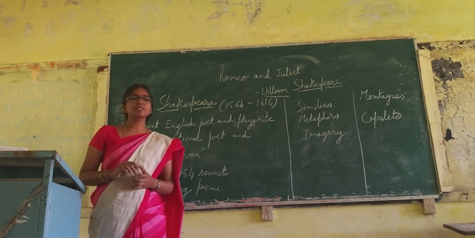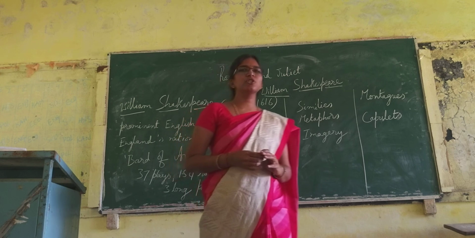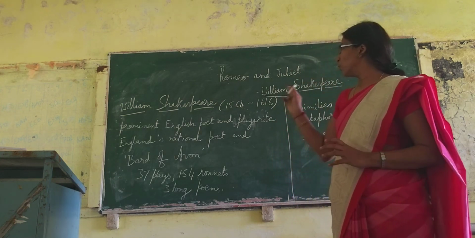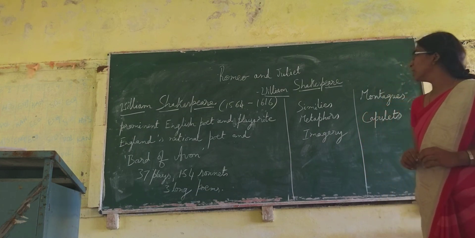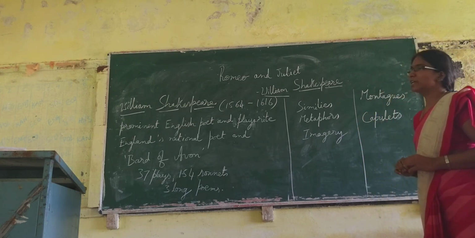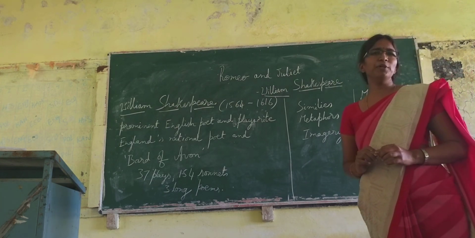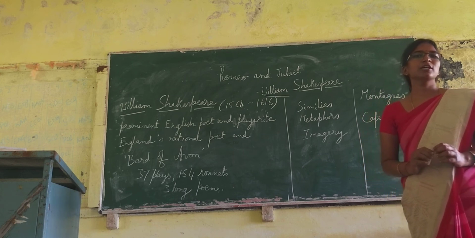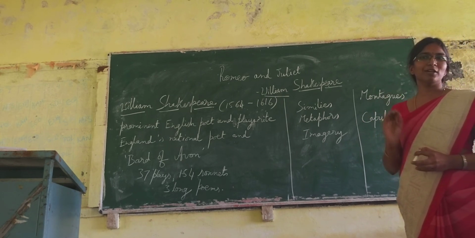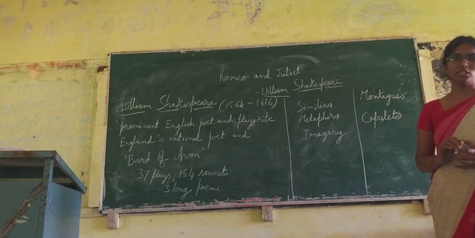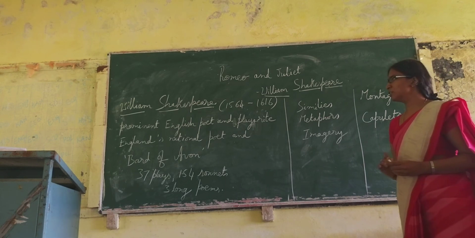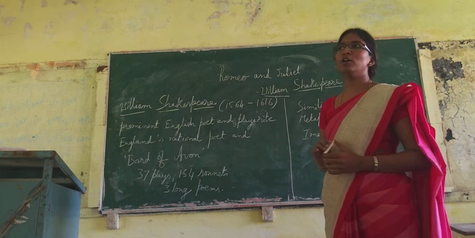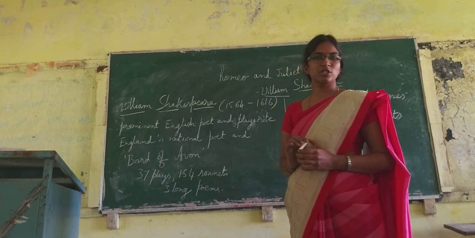Before starting the class on Romeo and Juliet, let me introduce you to the playwright William Shakespeare. A brief introduction about William Shakespeare goes like this. William Shakespeare, born in the year 1564, continued his era till 1616. He is one of the prominent English poets and playwrights, popularly known as the national poet of England and the Bard of Avon. Romeo and Juliet is one of the most popular stage plays penned by William Shakespeare. Apart from Romeo and Juliet, he has written 37 plays. 37 plays, 154 sonnets, and 3 long poems are the contribution of William Shakespeare to English literature.